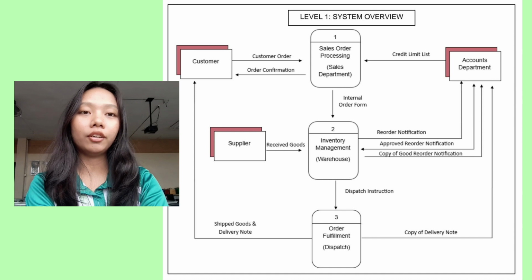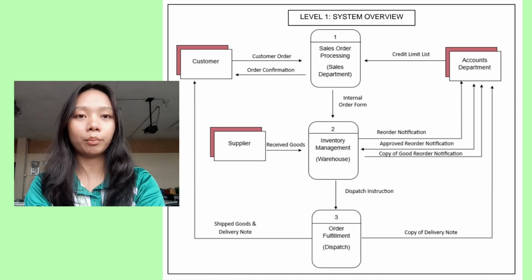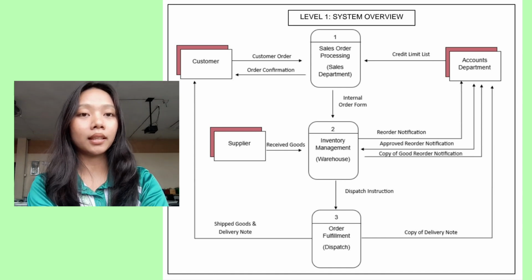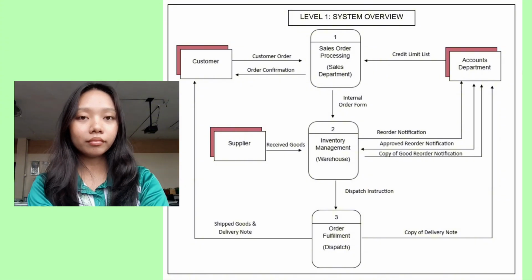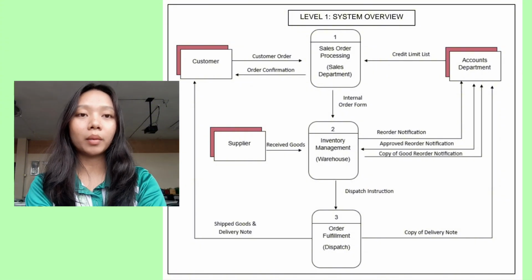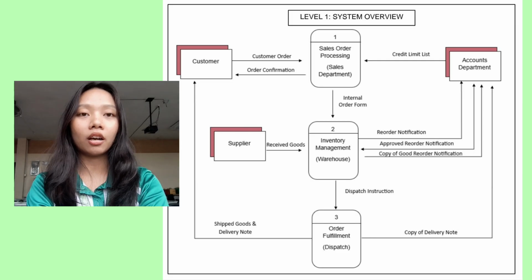A copy of the delivery note is also sent to the accounts department so they can process the billing and invoice for that complete delivery. In addition, dispatch updates the delivery records data store, which keeps track of all shipments, delivery dates, and associated order numbers.